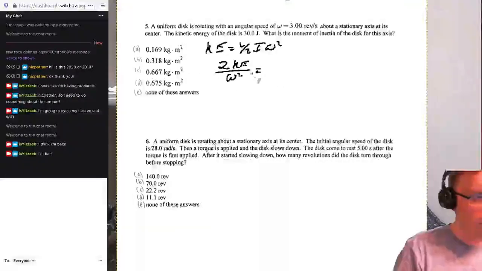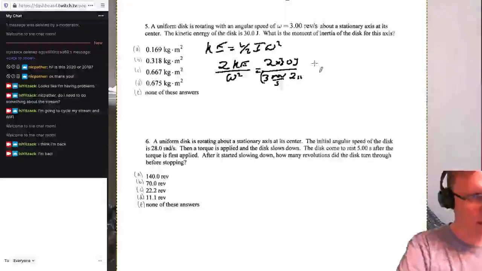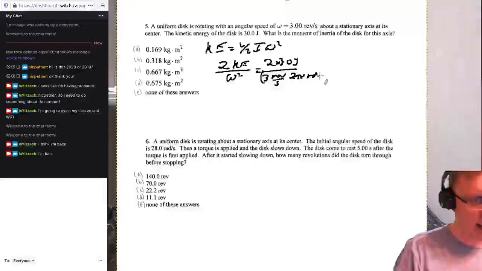Okay, so 2 times 30 joules divided by 3 revs per second. I need to convert that to radians, so there are 2 pi rads per 1 revolution, squared.